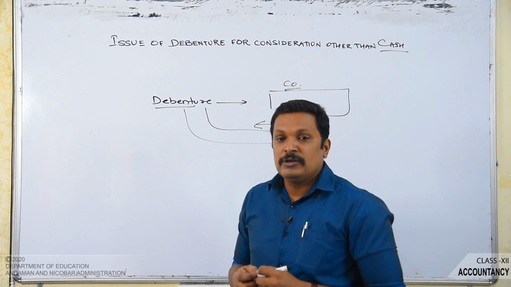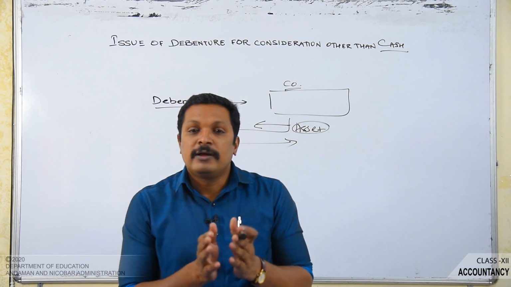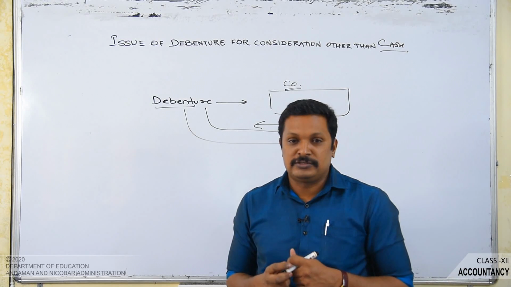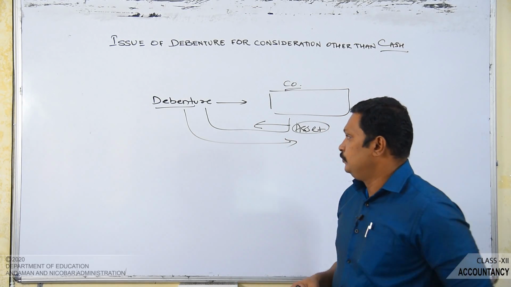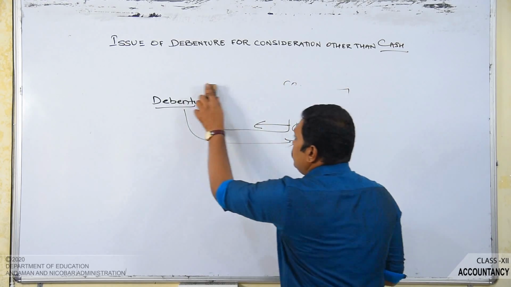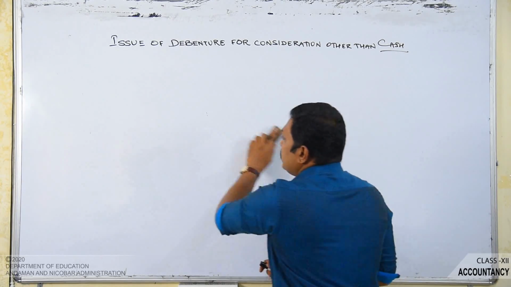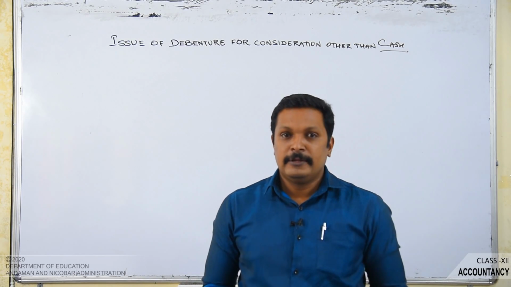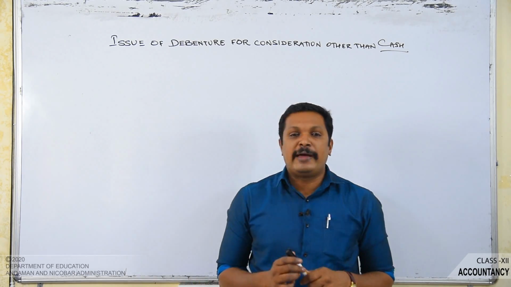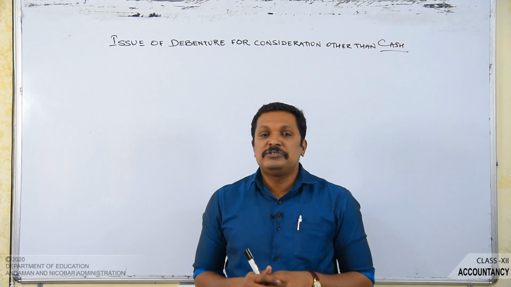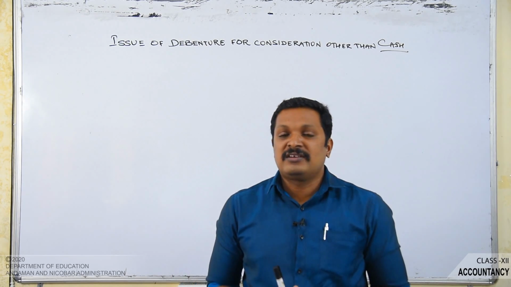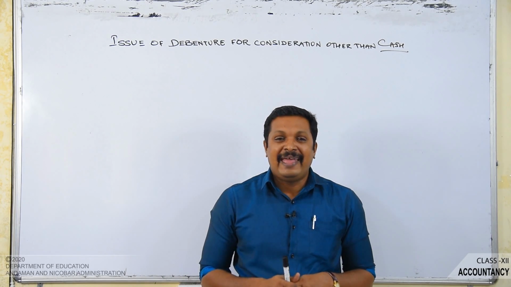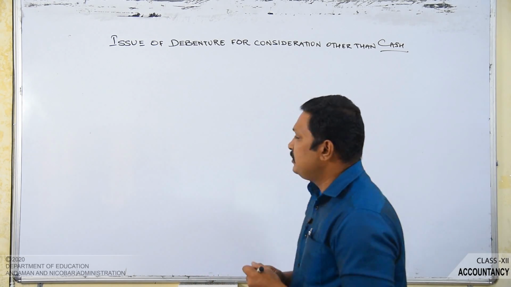When we issue debentures, it is only for getting an asset. That type of entries we already learned in the issue of shares. The same entry will be followed here also. So the issue of shares and the issue of debentures entries are both the same, except some changes. Let's learn. Just like shares, debentures can also be issued for consideration other than cash. Debentures can be issued to vendors against purchase of an asset or for purchase of a business.